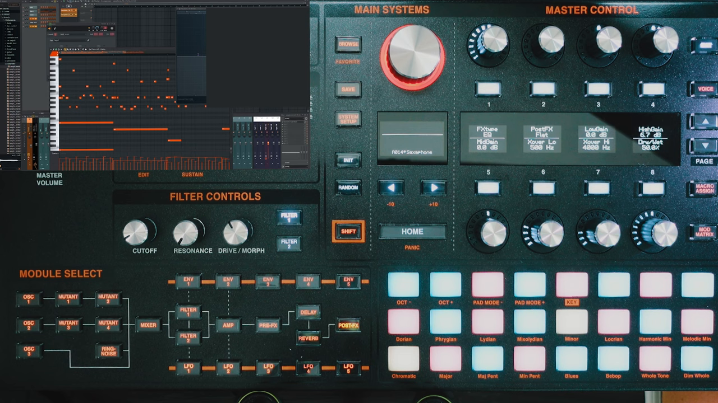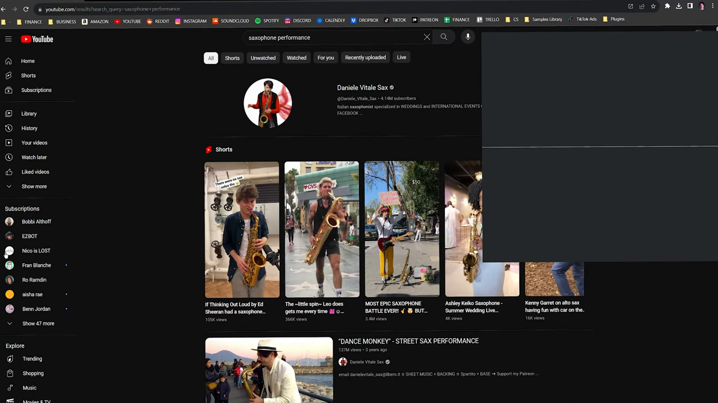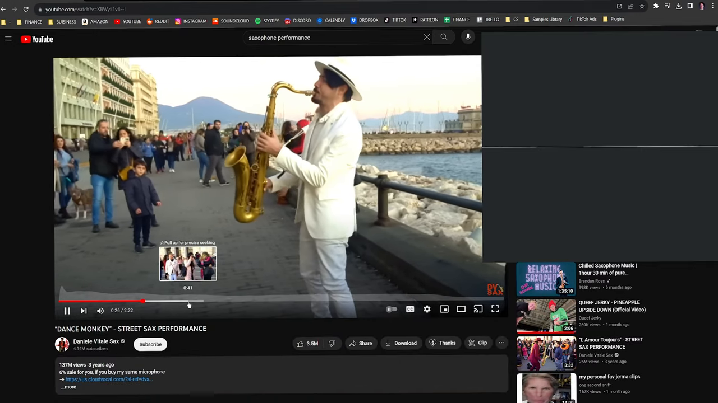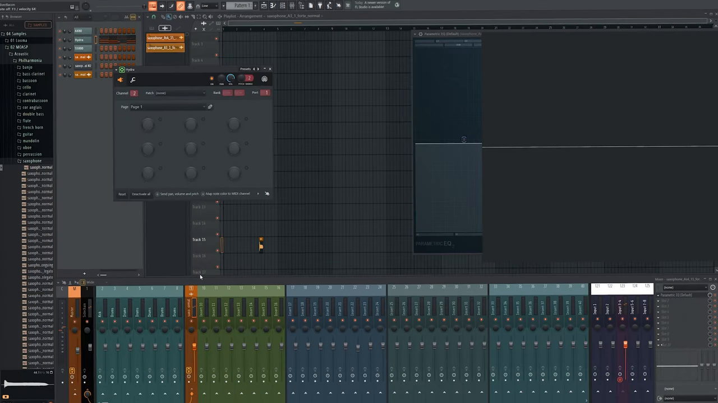Let me look at some saxophone performances, because I feel like that would give us a good idea of what we should be going for. By the way, I don't know shit about saxophones. I don't even know if I've seen a saxophone in real life. All right, I think we have something that I am willing to say sounds somewhat similar to a saxophone. I don't want to say that it sounds like a saxophone because I don't know that to be true, and I also don't think it is.